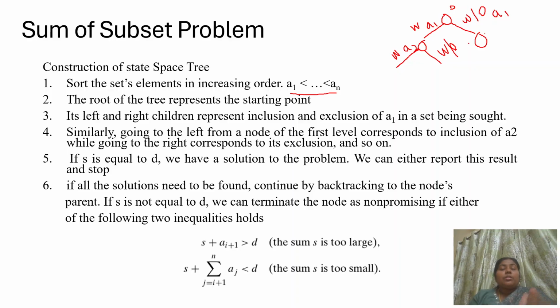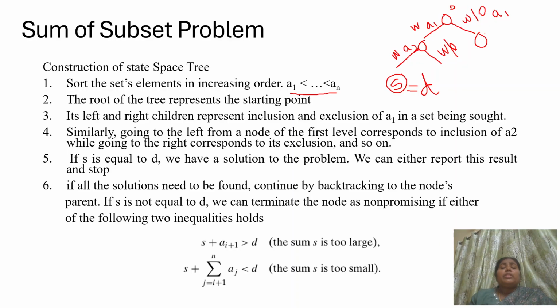So likewise we are going to do this one. At the last I am going to get a sum, that is normally called S. So this S I am going to compare with the D. If S is equal to D, what is the concept? That is nothing but a solution. We got a particular solution. So we report that it is an optimal solution, and we terminate, or we backtrack and find out the other solutions.